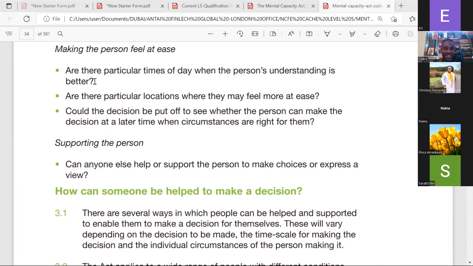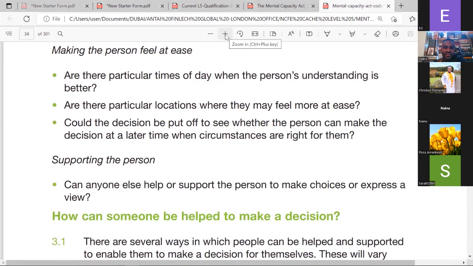Making the person feel at ease. Are there particular times of day when the person's understanding is better? Okay, so that's what I was explaining. In the morning, it's as though the person didn't have enough sleep and so cannot think very well, reason very well. You have to ask that question and consider.